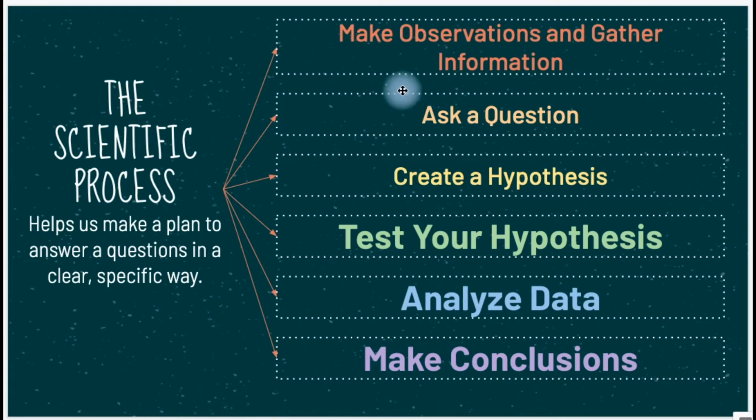One thing to note is that these look like they're in a nice specific order, but sometimes they can go back and forth. You might ask a question, create a hypothesis, and then maybe you learn more information that makes you go back and change your mind. Maybe you test your hypothesis and you find something out that makes you have to go back and make a different hypothesis, okay? So they look like they're in a nice order, but actually you can go back and forth.